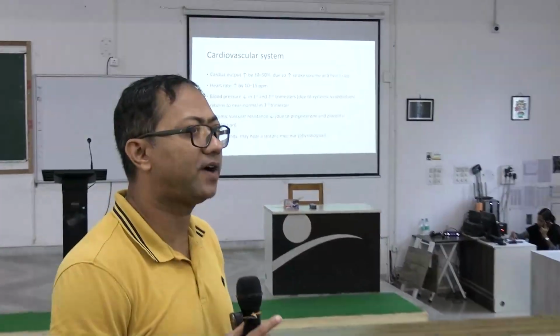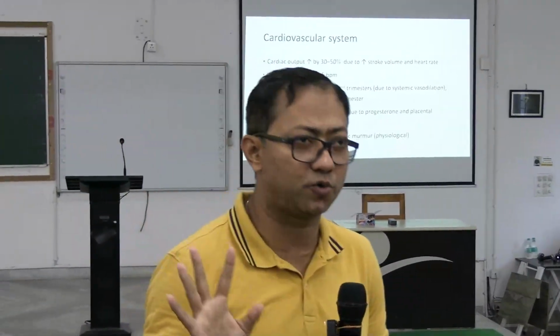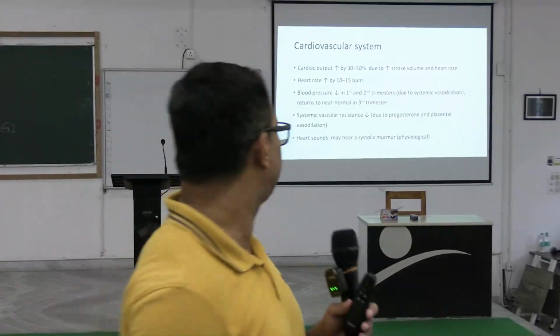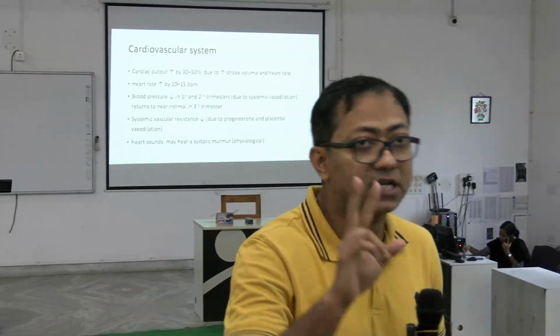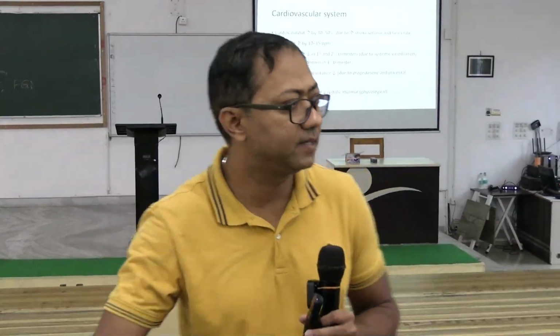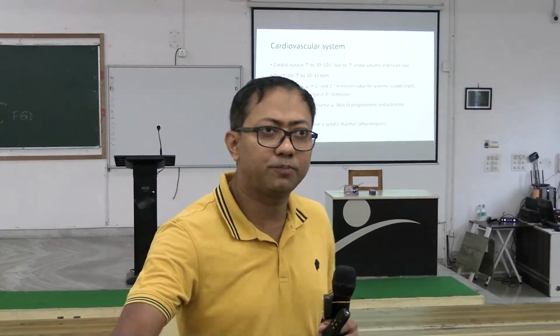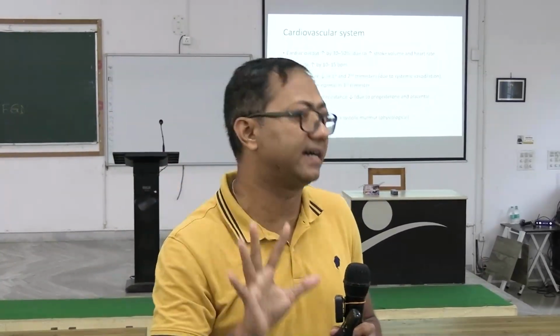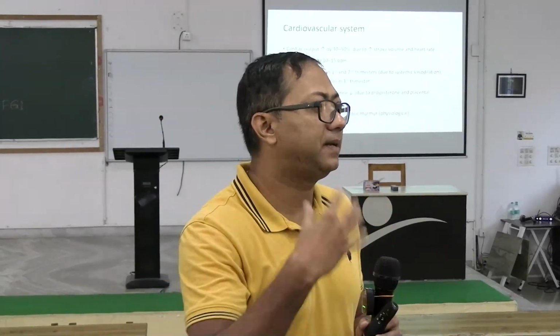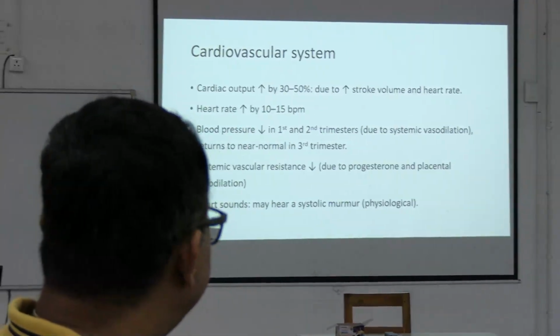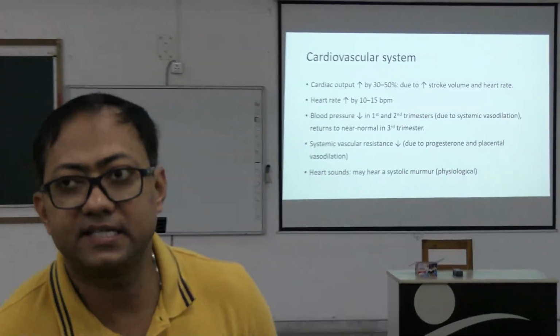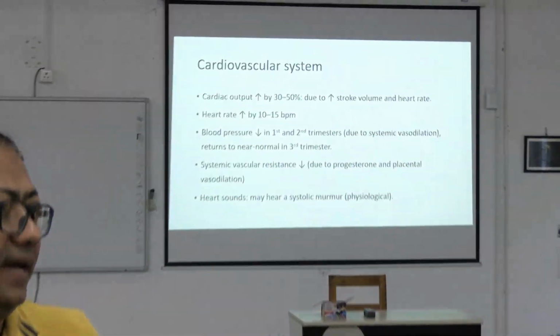In cardiovascular system, first and most important thing is increase in cardiac output. Okay, increase in cardiac output by 30 to 50% due to both, cardiac output is stroke volume into heart rate, right? So both stroke volume and heart rate will increase, and ultimately as a multiplication, cardiac output is significantly increased, where heart rate increases by 10 to 15 beats per minute.